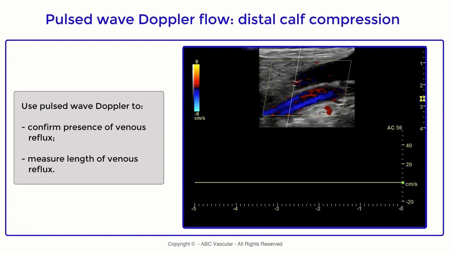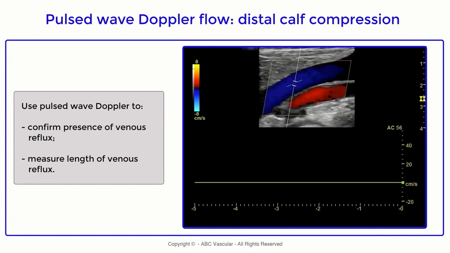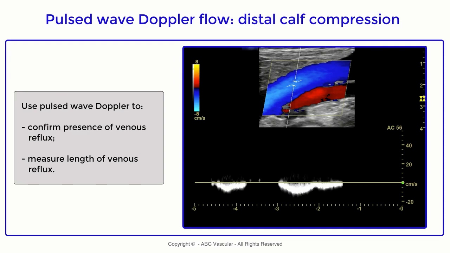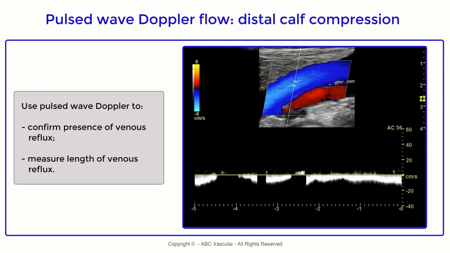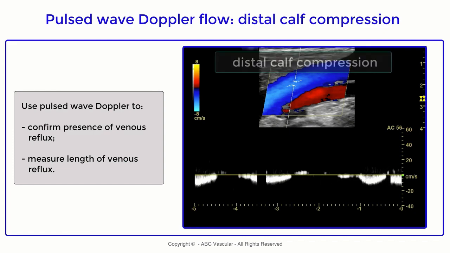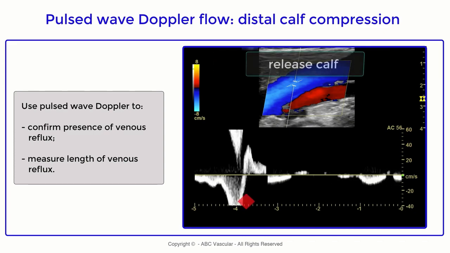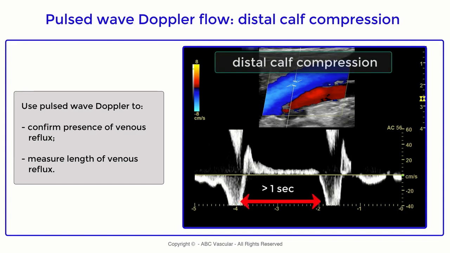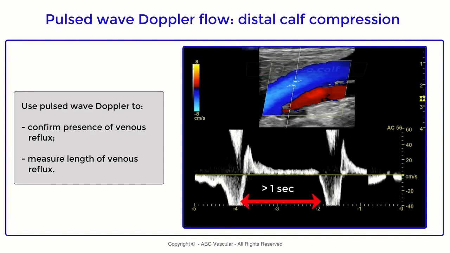To measure the length of the venous reflux, we use pulse wave Doppler. First of all, we obtain basic information of the venous flow, which appears phasic. We then apply distal cuff compression and cuff release, and we can see that there is a greater than 1 second reflux of the popliteal vein.